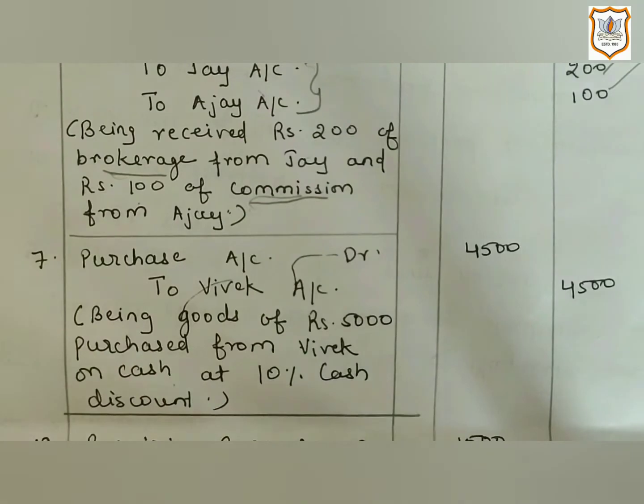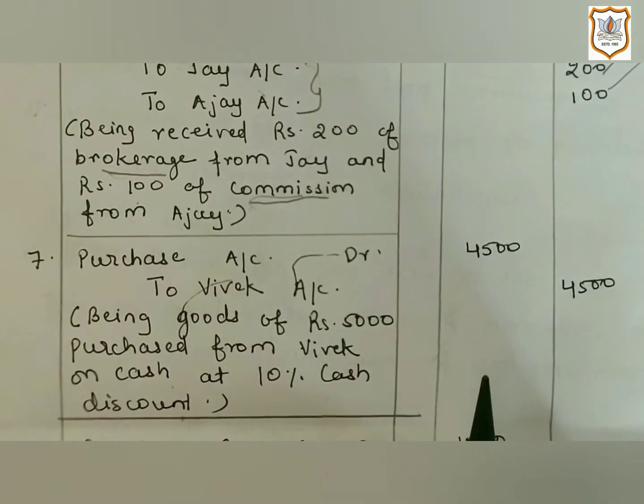Then the second mistake is that here it is given that goods of rupees 5000 purchased from Vivek on cash at 10% cash discount. And cash discount is always recorded. But here cash discount is not recorded. So the second mistake is that cash discount is also not recorded here. So let us see the correct journal entry for this.